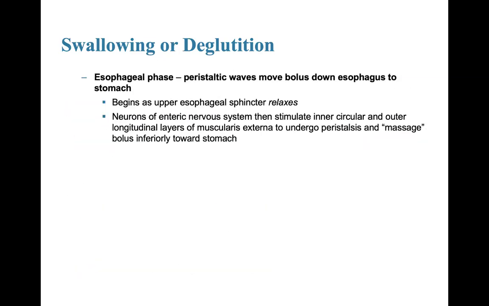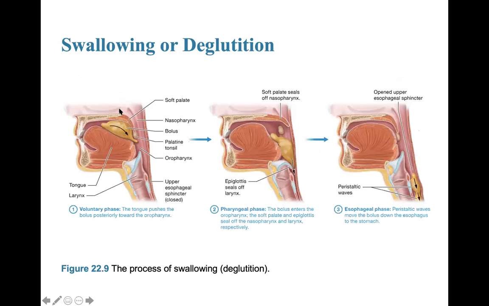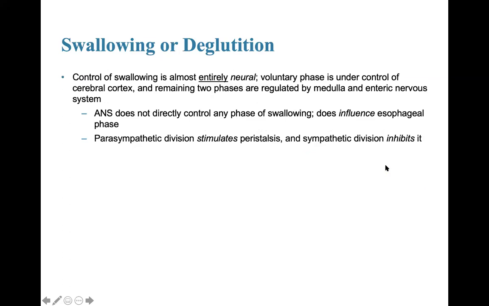And here we can see the 3 phases. You have the voluntary phase. This is where you have conscious control and you're essentially moving the food into the oropharynx. The pharyngeal phase, and then the esophageal phase.